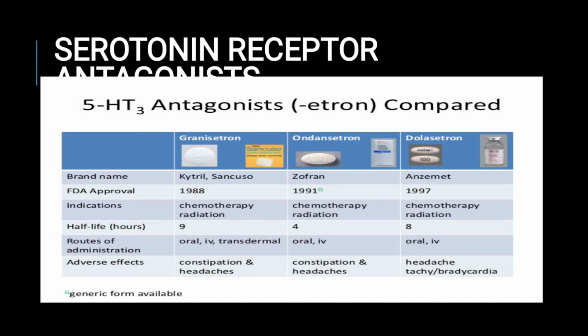Now, serotonin receptor antagonists. This table shows brand names of granisetron, ondansetron, dolasetron, indications, half-life, routes of administration, and adverse effects.